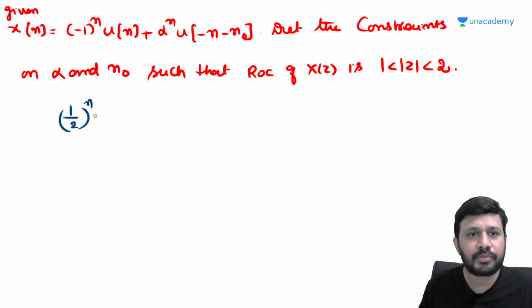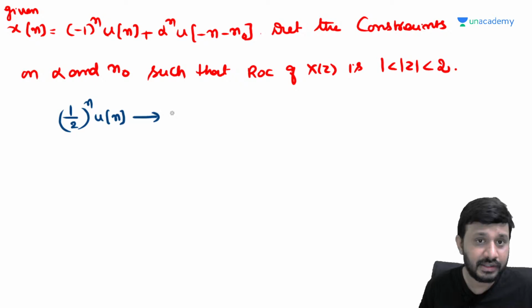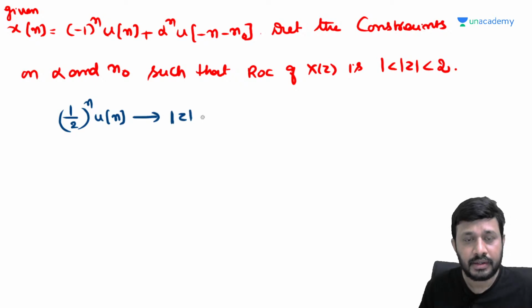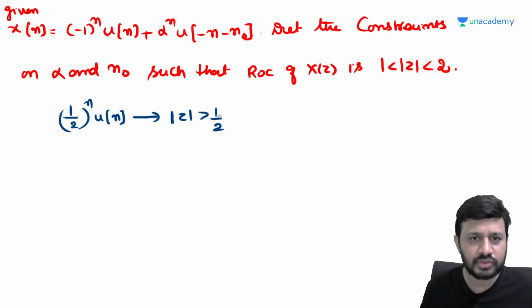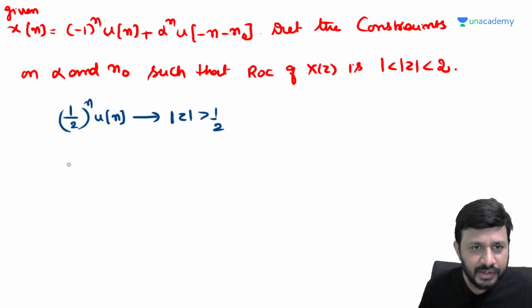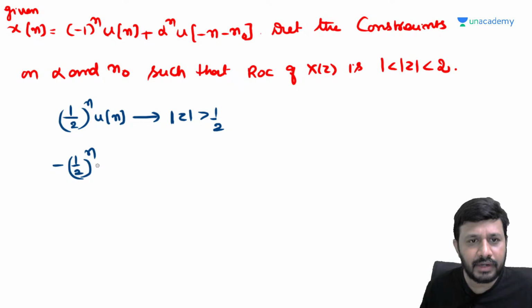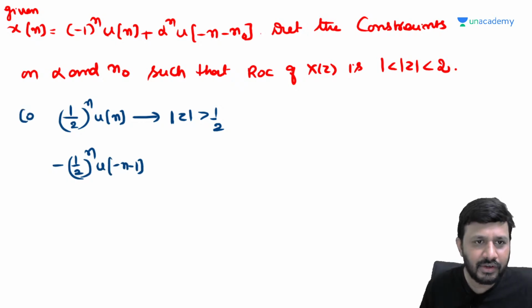What is the ROC corresponding to (1/2)^n u[n]? ROC I am asking. |z| > 1/2. Causal signal means the ROC is outside of the outermost pole and it includes infinity. Okay, fine. Now, what is the ROC for this signal, minus (1/2)^n u[-n-1]? The first one is a causal signal and the second one is an anticausal signal.